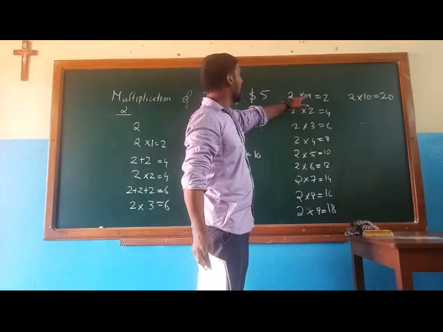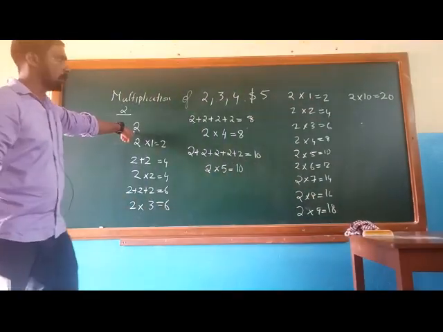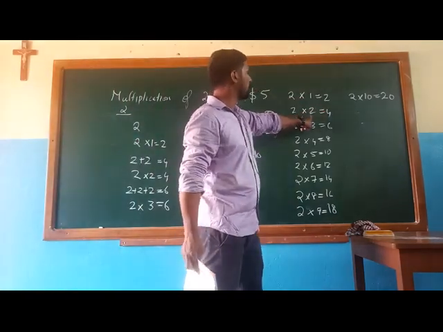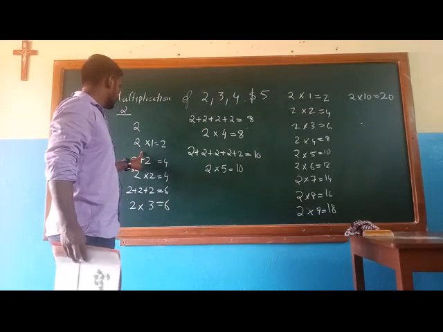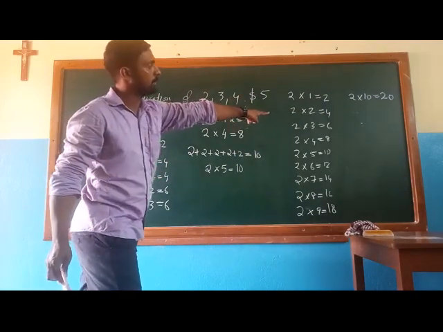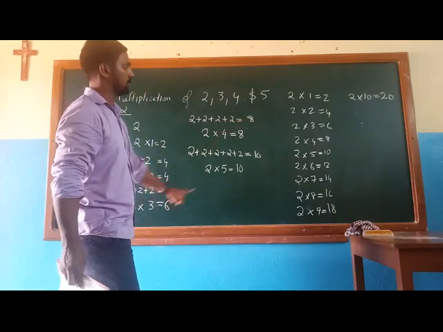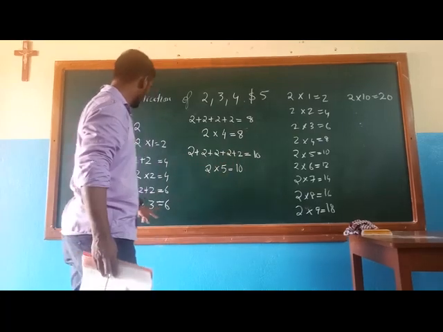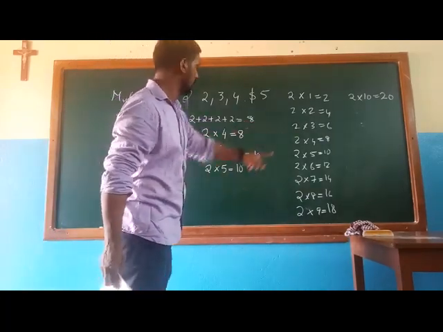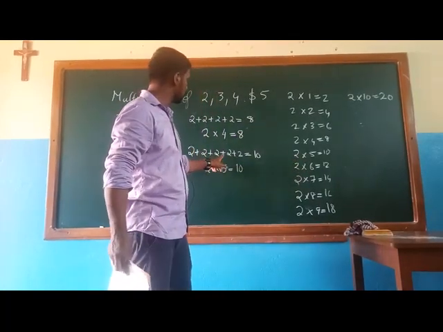So, 2 is added for one time. I show you. 2 is added for one time, so that means 2. 2 is added for 2 times, we saw it. So, 2 plus 2 is 4. And 2 times 3 is 6: 1, 2, 3 is 6. 2 is 4 times, that is 8: 1, 2, 3, 4, that's 8. So, 2 5 times, that is 2, 2, 2, 2, 2.